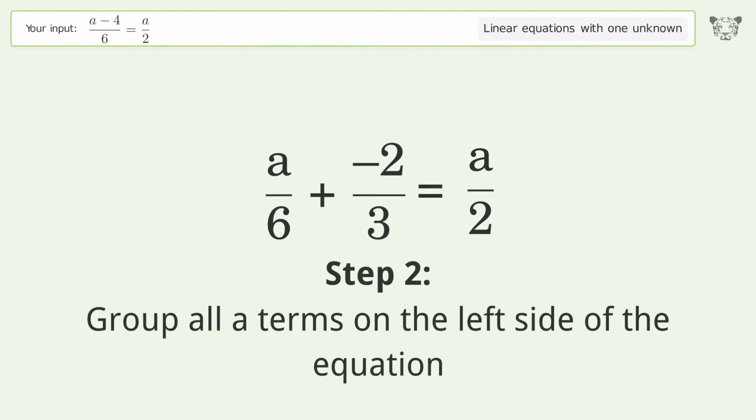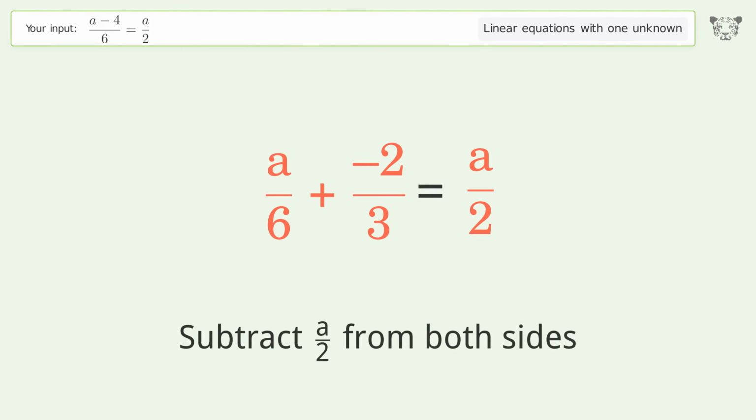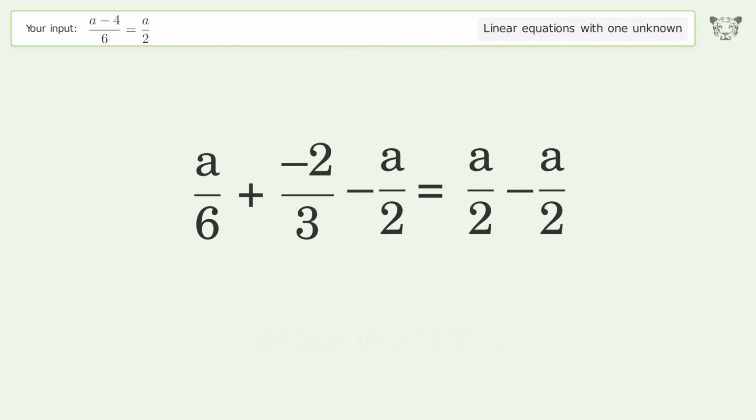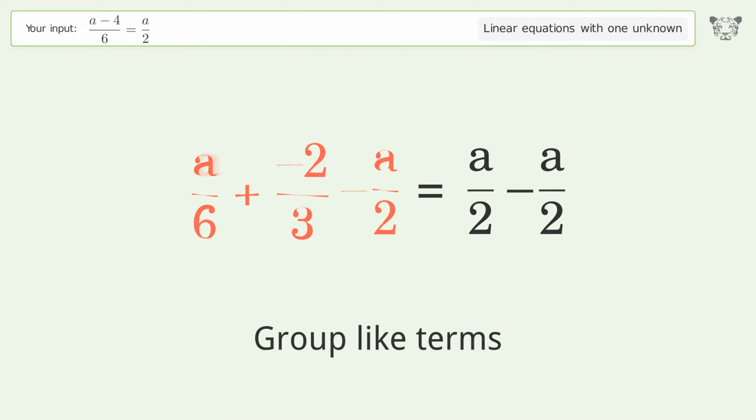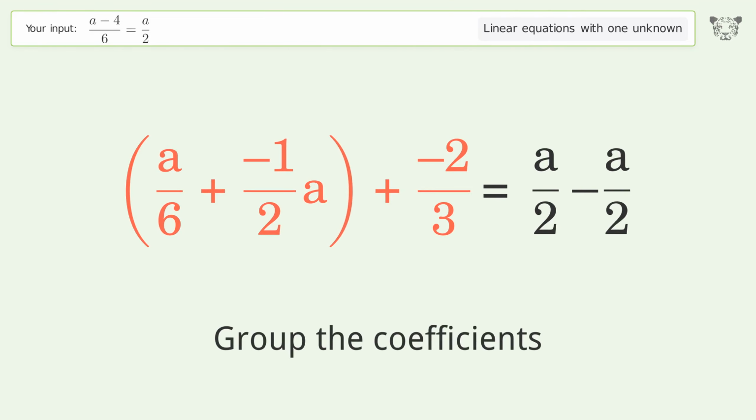Group all a terms on the left side of the equation. Subtract a/2 from both sides. Group like terms. Group the coefficients.